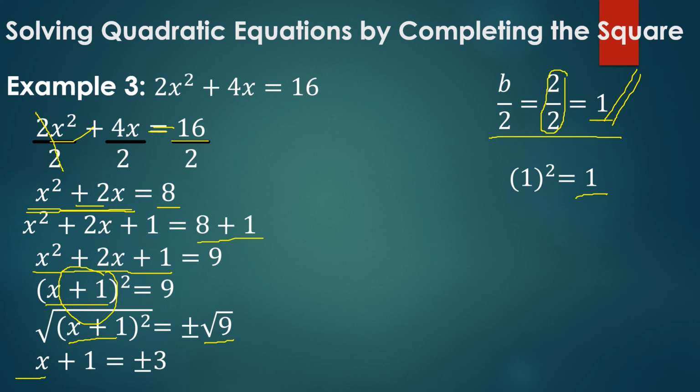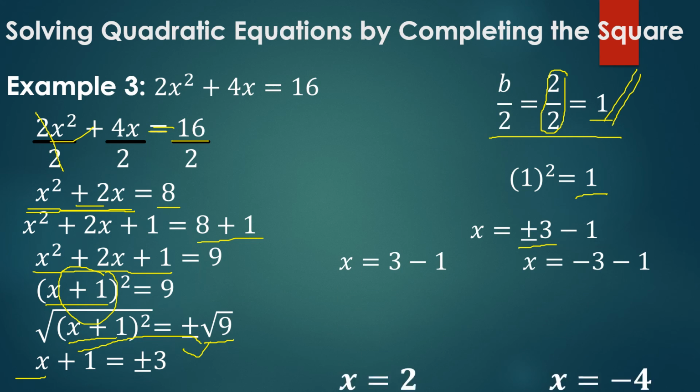Again, in order for us to find the value of x or the roots of the equation, we have to isolate x on one side of the equation. We are going to transpose positive 1 to the other side of the equation. So we have x is equal to positive and negative 3 minus 1. And then, after that, we are going to separate the positive and negative 3. So we have x is equal to positive 3 minus 1, and then x is equal to negative 3 minus 1.